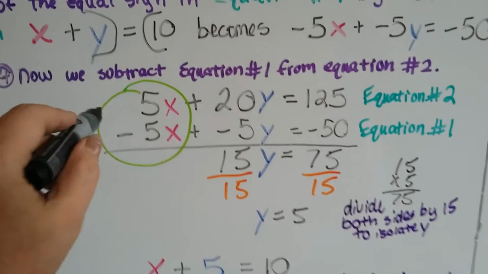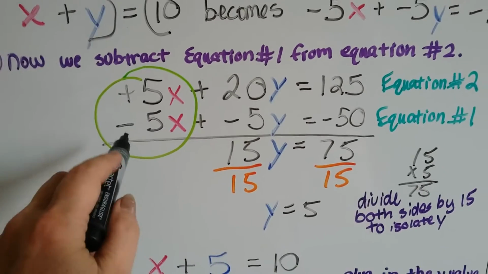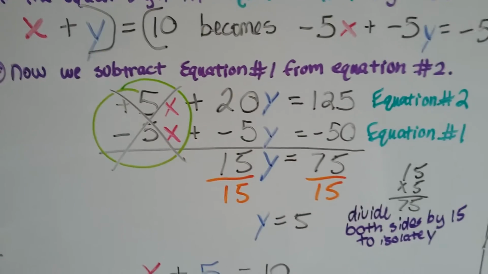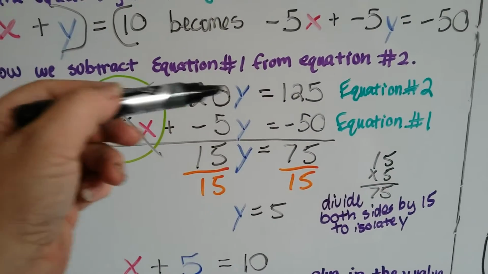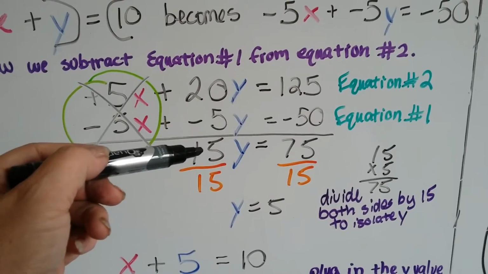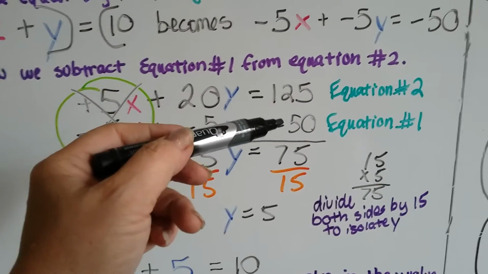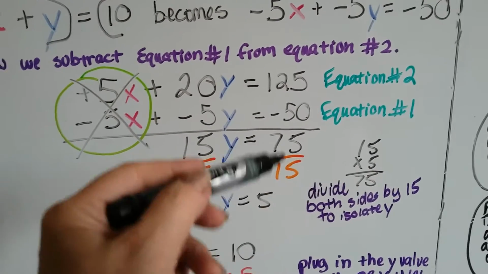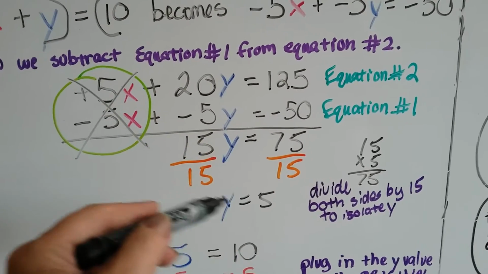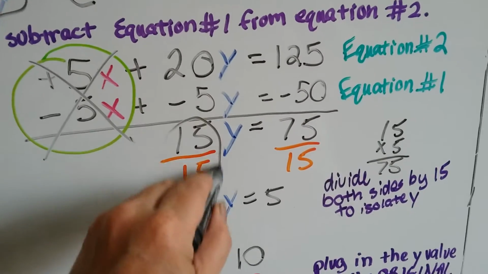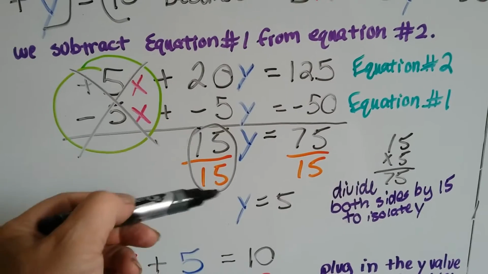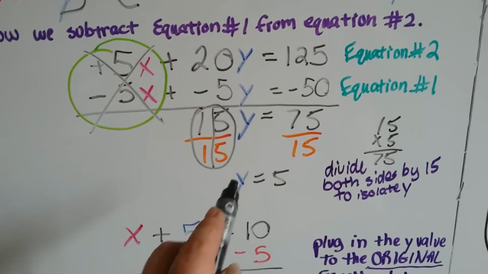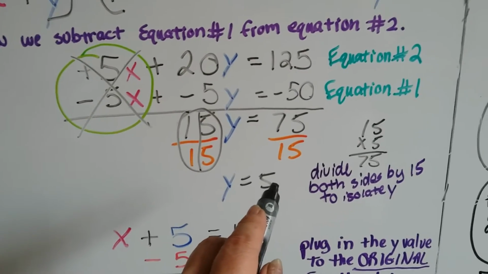And the positive 5x here minus the negative 5x, well, that just gets rid of that for us, doesn't it? And now we have 20y take away 5y, that gives us 15y. And 125 minus 50 gives us 75. Well, 15 times 5 is 75, so we know that this equals 5. And this turned into a 1, right? Because when a numerator and denominator are the same, it turns into 1. We don't put a 1 in front of a variable, do we? So now we have y equals 5.